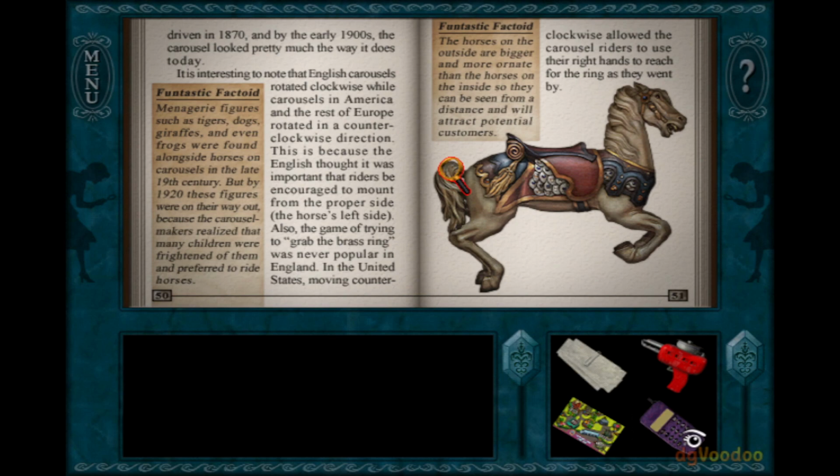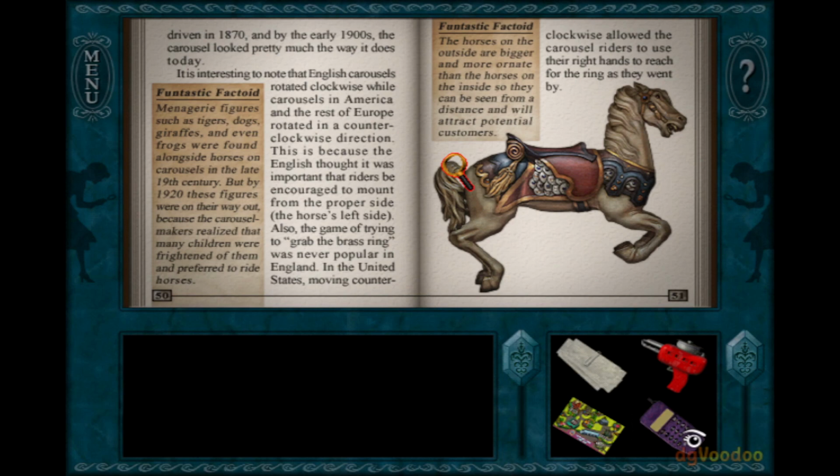It is interesting to note that English carousels rotated clockwise, while carousels in America and the rest of Europe rotated in a counterclockwise direction. This is because the English thought it was important that riders be encouraged to mount from the proper side, the horse's left side. Also, the game of trying to grab the brass ring was never popular in England.